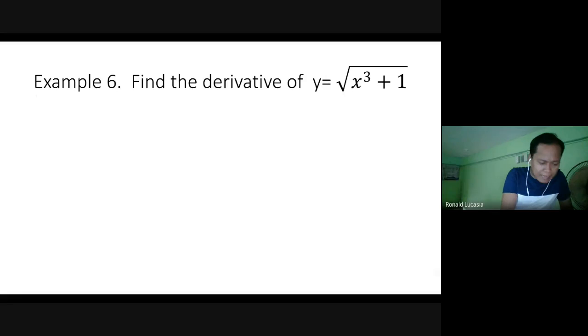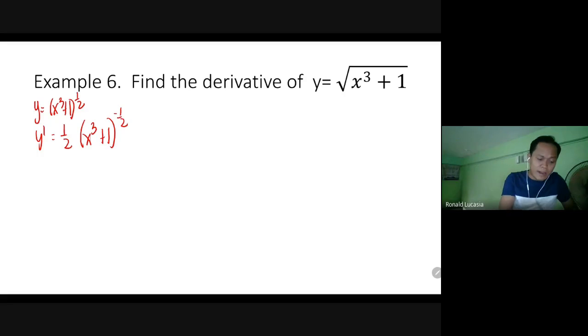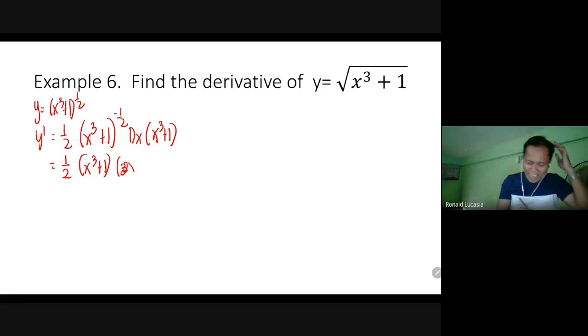Para ma-rationalize natin, so this will be equal to y = (x cubed plus 1) raised to the power of 1 half. So y prime there is 1 half (x cubed plus 1), 1 half minus 1 is negative 1 half, and then derivative of x cubed plus 1. This is 1 half (x cubed plus 1). The derivative of x cubed plus 1 is, sorry, the derivative of x cubed is 3x squared. 3x squared. So this is negative 1 half.